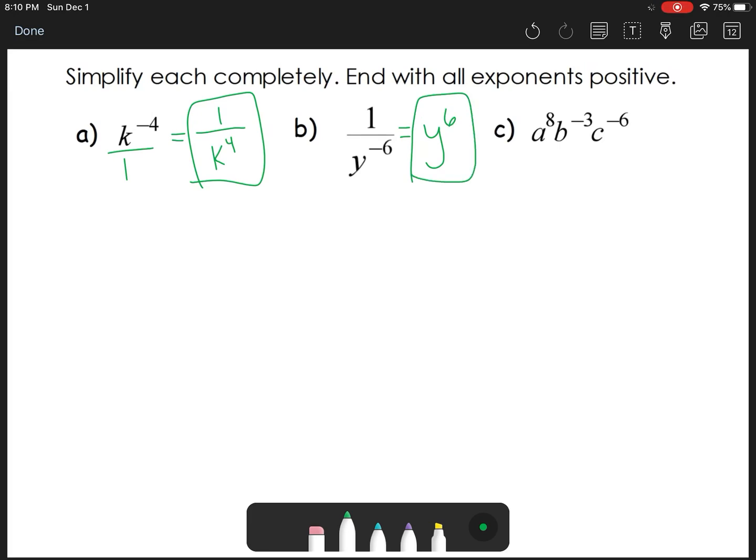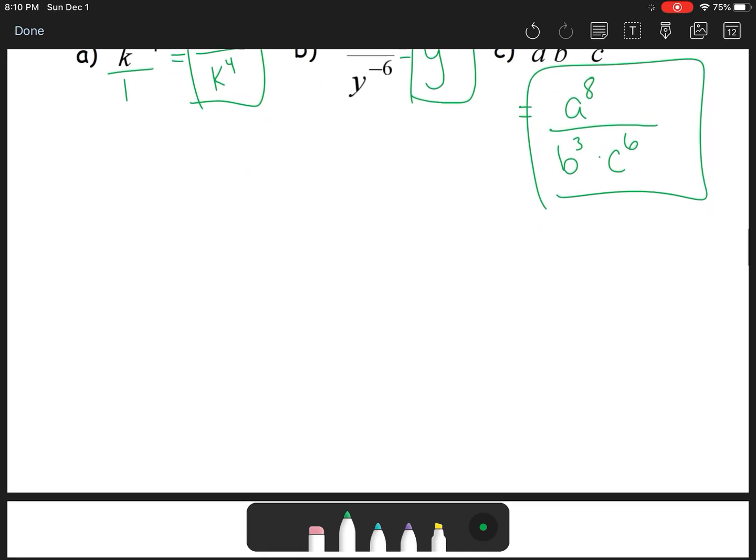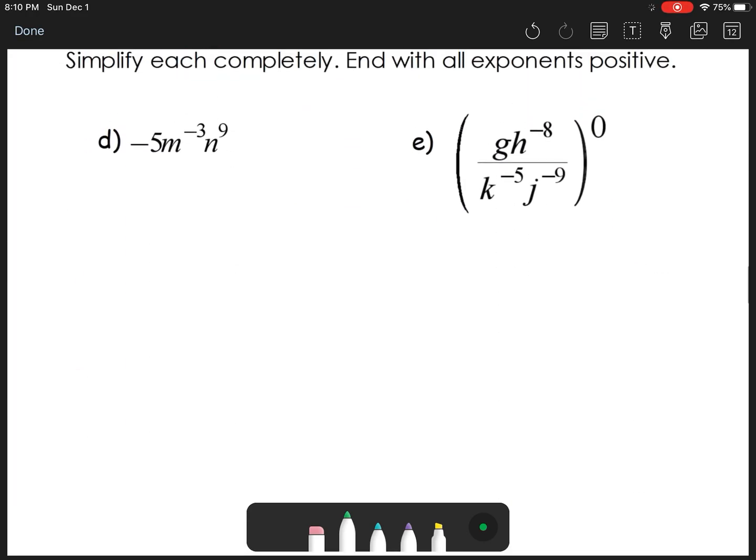Letter C, we have a to the 8th times b to the negative 3rd times c to the negative 6th. Well, a, b, and c, those are all different bases, so we can't combine any of them. A is already positive, so a to the 8th power is going to stay in our numerator, but b to the negative 3rd, that's going to go to our denominator to become positive, and c to the negative 6th, that's going to go to our denominator to become positive. So this would be our final answer. Let's practice a couple more.